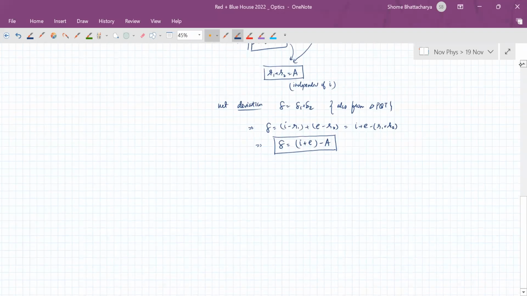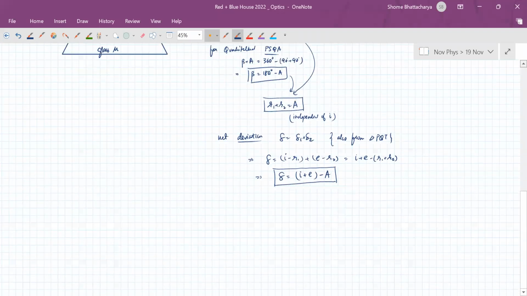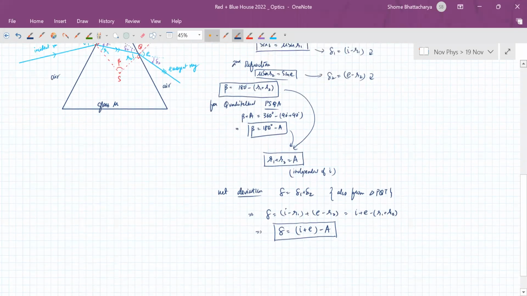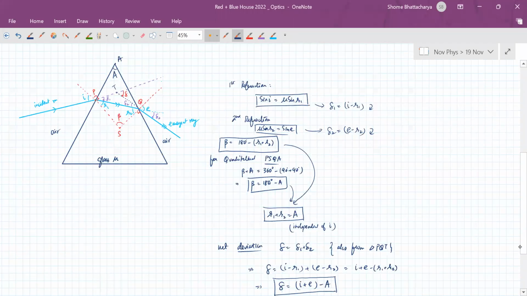Okay? Given the angle of incidence, use the first refraction formula to find R1. Then from R1 find R2 using the fact that R1 plus R2 is equal to A. Then again use Snell's law to find the angle of emergence, and from that finally you can find the net deviation.